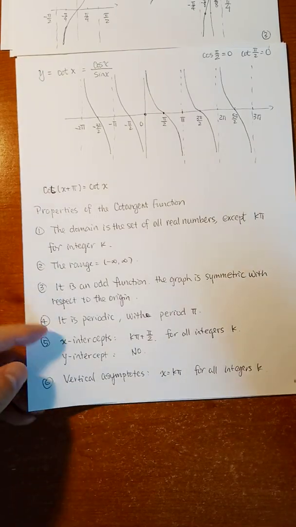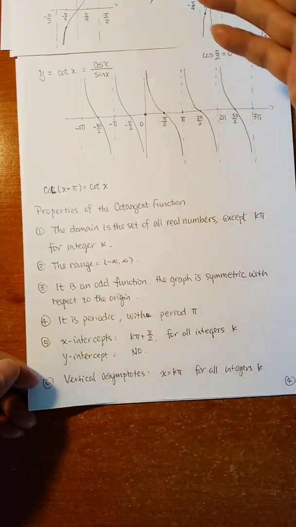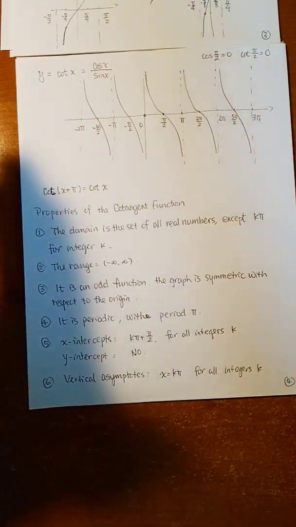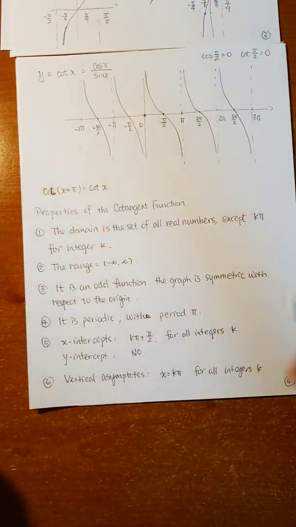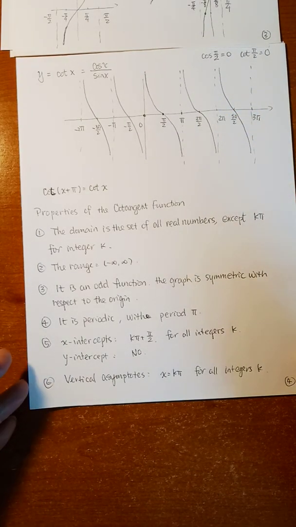And if we do the transformation, it will be similar. You sketch it and you compress or stretch along the horizontal or vertical direction, and then you do translation along the horizontal and the vertical directions. So we're not going to do those properties, but just keep this graph in mind. Okay, this is a cotangent.